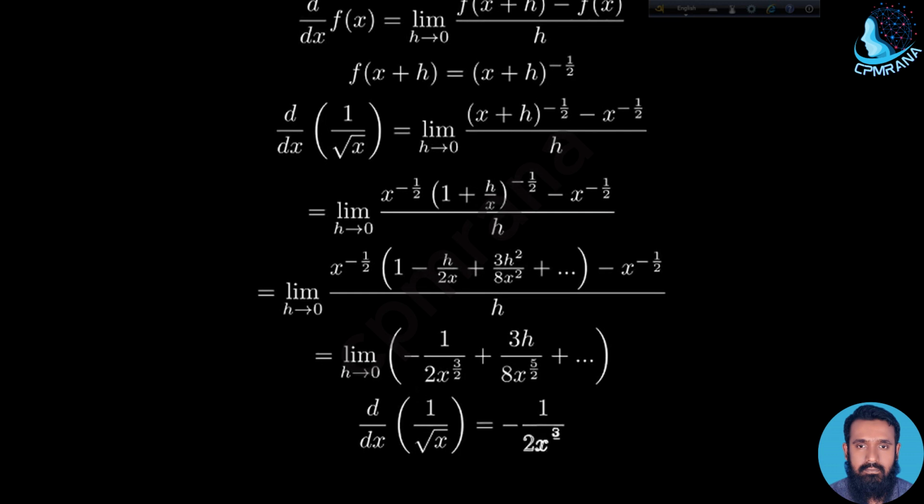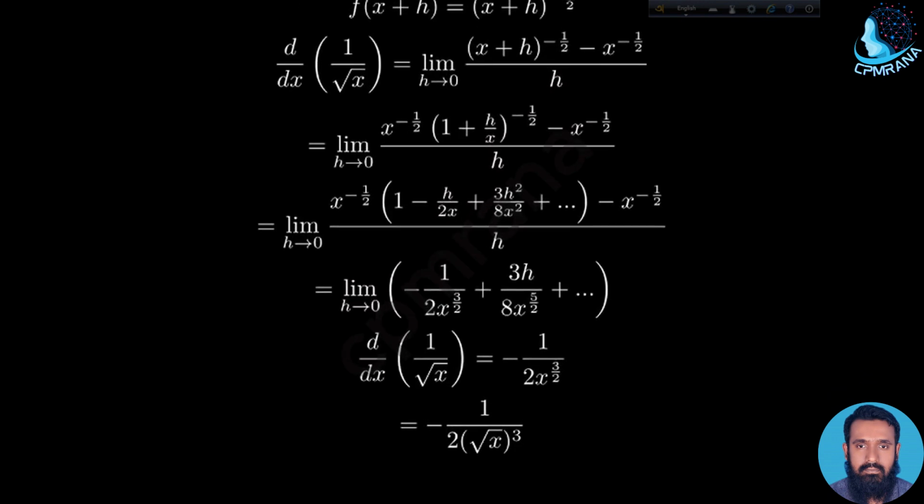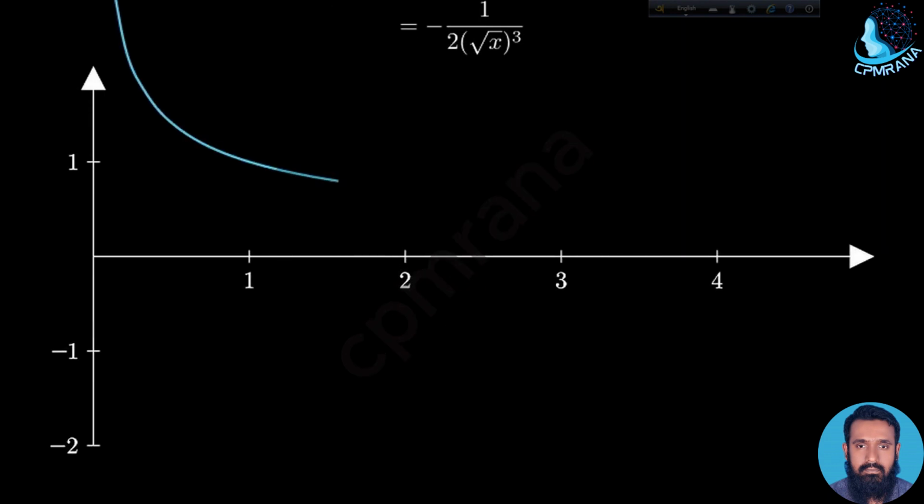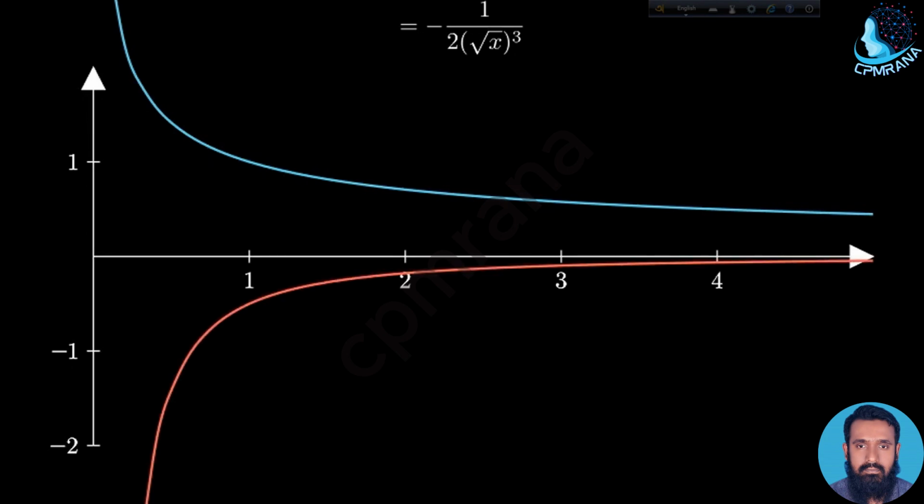Finally, as h approaches 0, all terms with h go to 0, leaving us with negative 1 over 2x to the 3/2 power. We can also write this as negative 1 over 2 times the cube of the square root of x. Let's visualize this derivative with a graph. The blue curve shows our original function 1 over square root of x, and the red curve shows its derivative. Notice how the derivative is always negative, which makes sense since our original function is always decreasing.